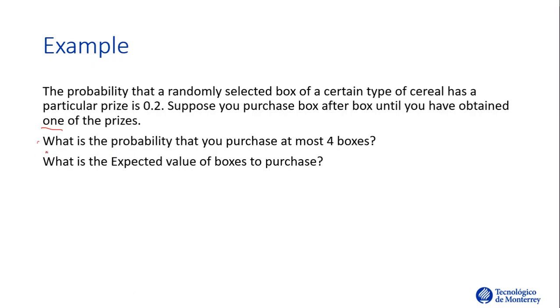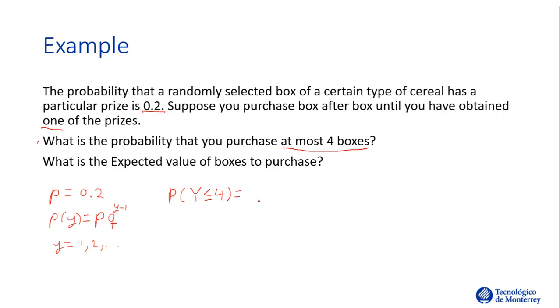For solving the first question, the first thing we need to see is that we again have some parameters. In this case, the parameter p is 0.2. We also know that the probability mass function p of y is given by p times q to the y minus 1, with the possible support of y going from 1, 2, etc. What they are asking us, because it says at most 4 boxes, is the probability of y to be less than or equal to 4.